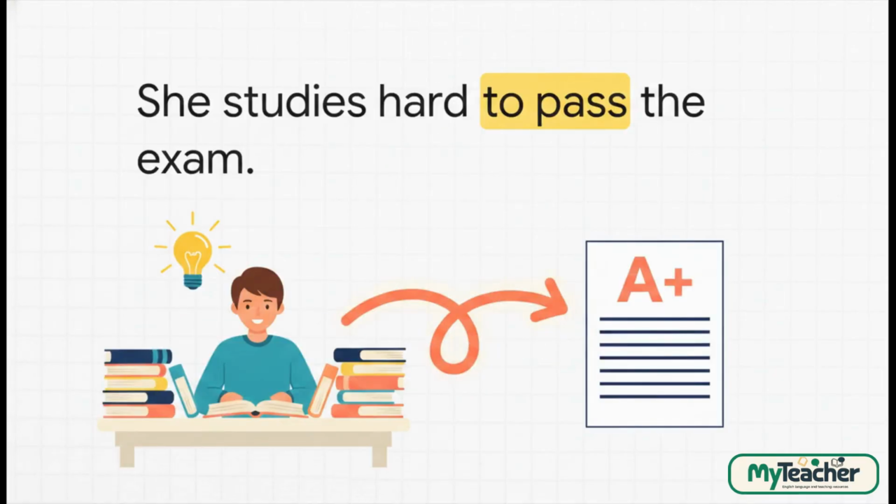Let's look at an example together. She studies hard to pass the exam. See how that works? Pass is our base verb. We don't say to passing or to passes, just to pass. And honestly, you could easily swap it out and say in order to pass or so as to pass. It really is that easy.